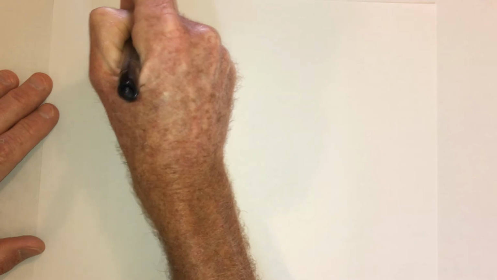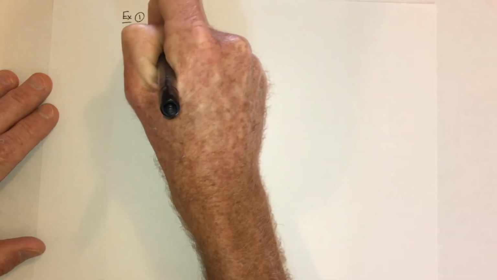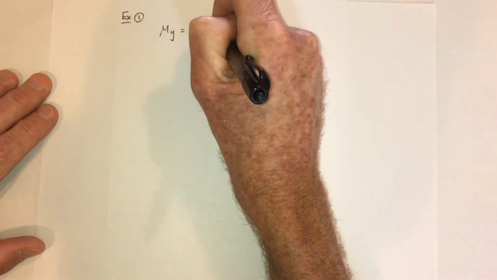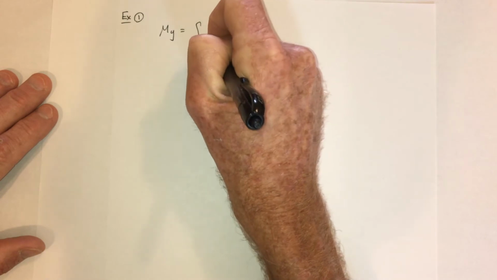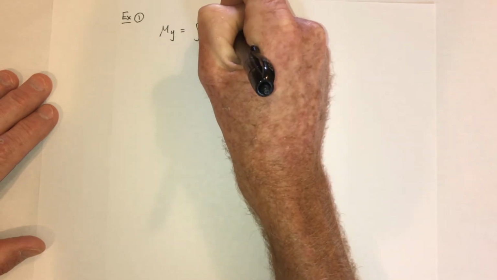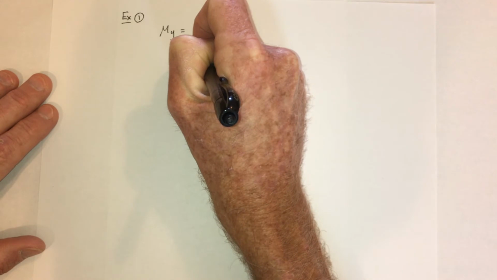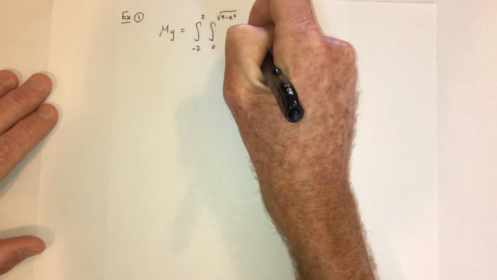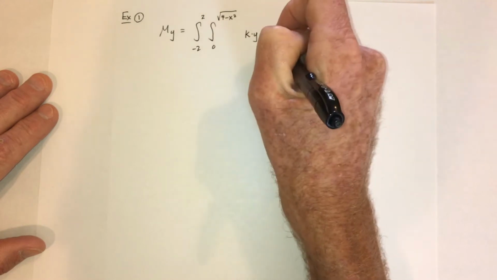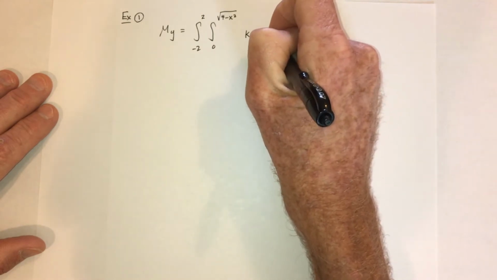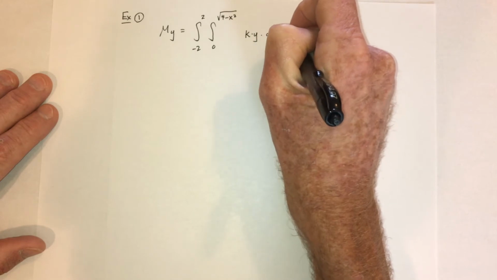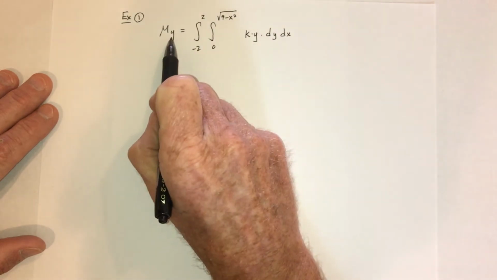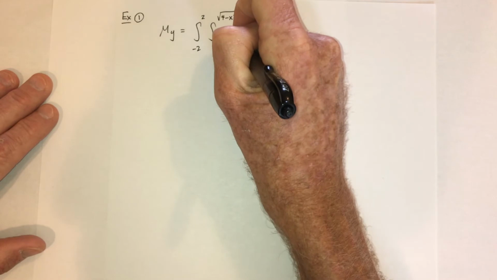So example number 1 continued. What about the moment about the y-axis? So this one will be the same double integral, and it's still going to have the k times y. And then I think I'll still do dy and then dx. And when this is the moment about the y, this has an extra x in it.